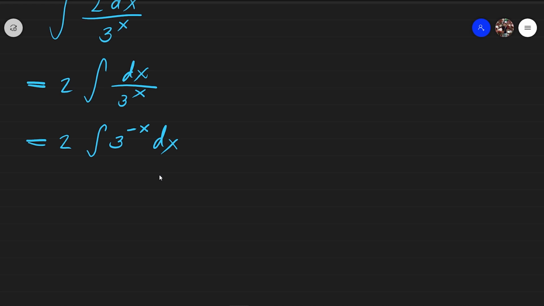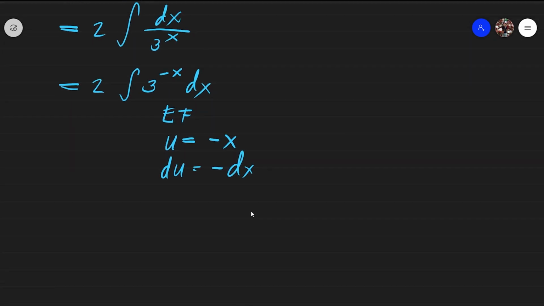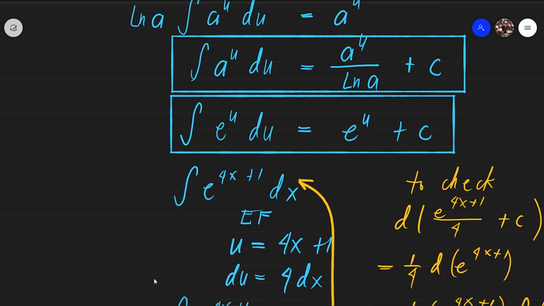Take note, you can only use the exponential function formula if your exponent contains the independent variable. So we will use it, and you have to identify your value for u. Your u here is obviously negative x, and of course your du is negative dx. Then after that, we will apply the left side of the exponential function formula. Take note that your base here is 3. It's not a natural number. So what we will use here is this formula.